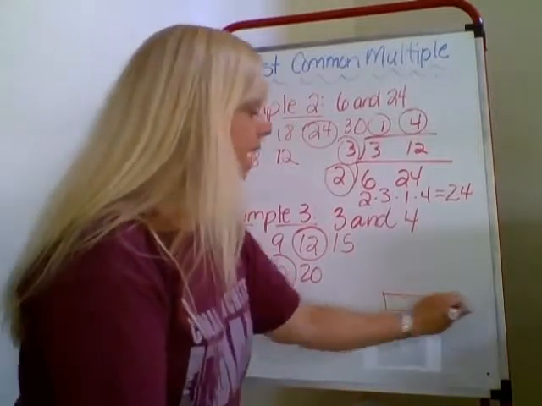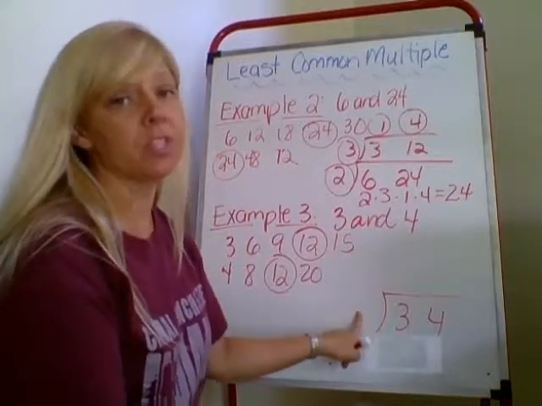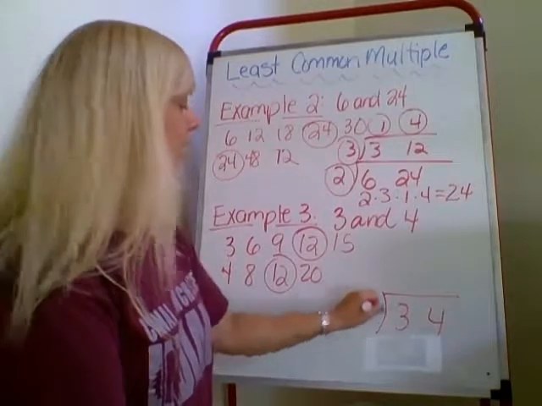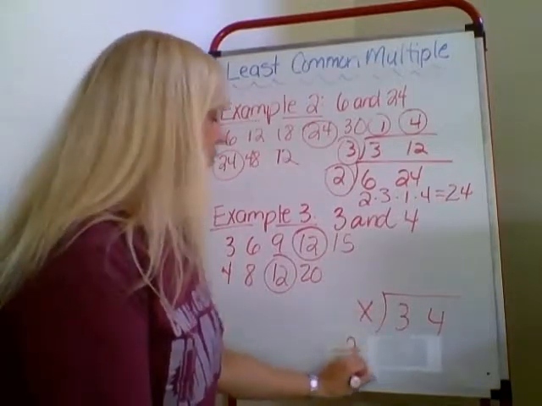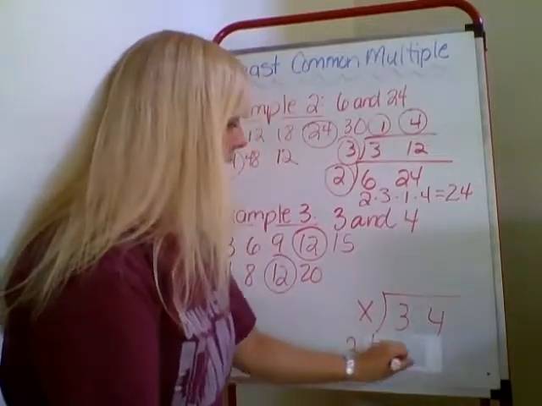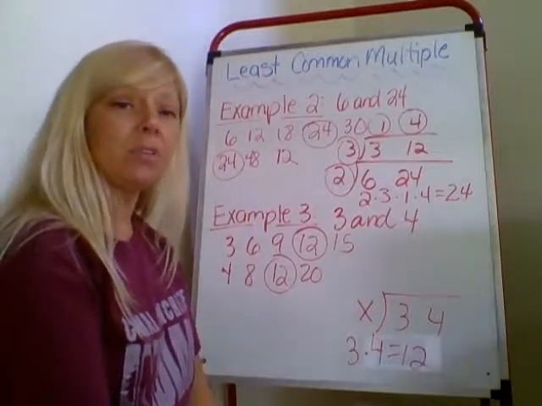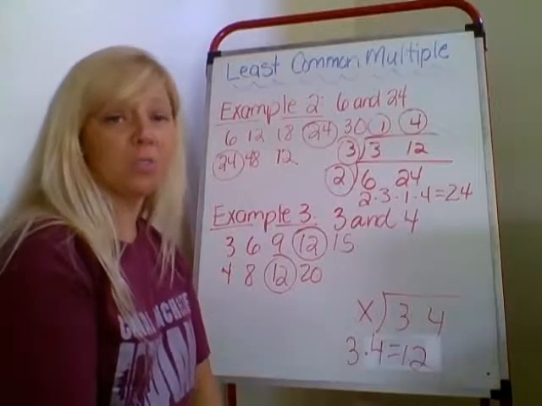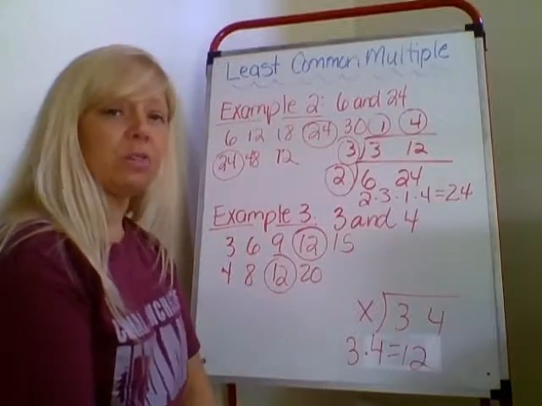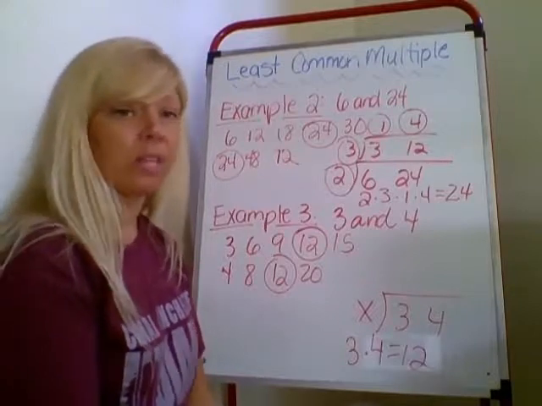Again, if I was using the slide method, I noticed that no prime numbers go into 3 and 4. So if nothing goes in here, then we would just do 3 times 4, and that is 12. So there are my 3 different types of examples. The first one was 9 and 15. The second one was 6 and 24, and the last one was 3 and 4. And all 3 of these are different in terms of how you will get your answer and how they all relate to each other.